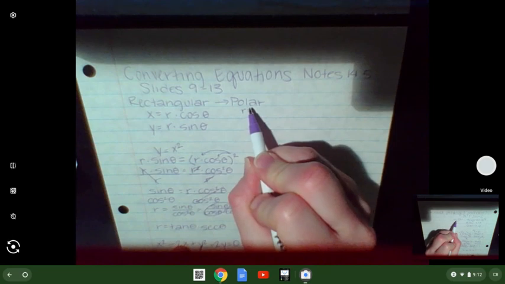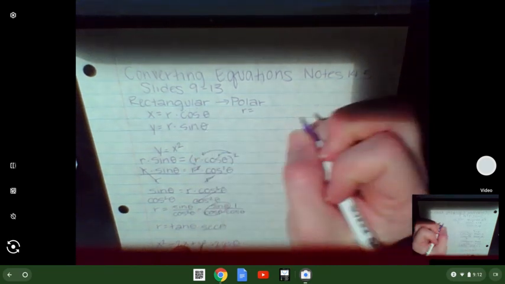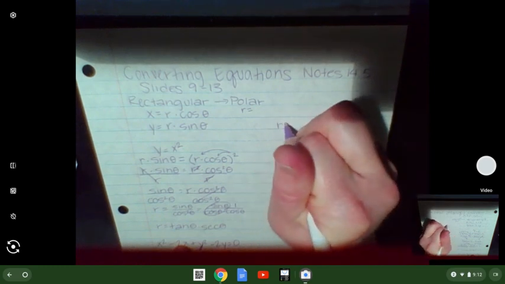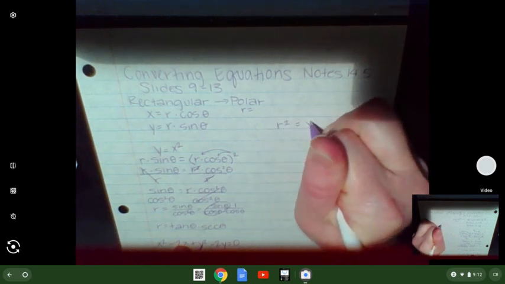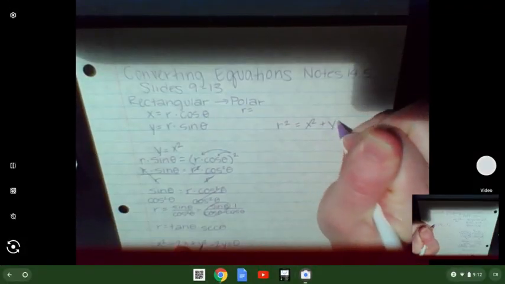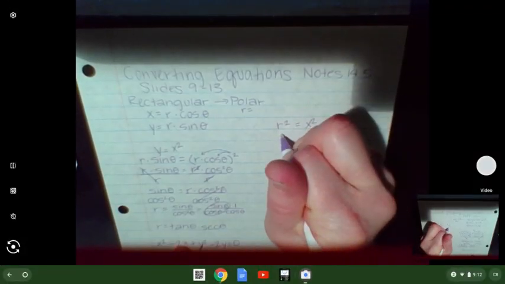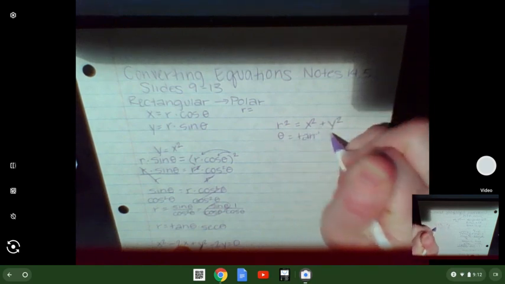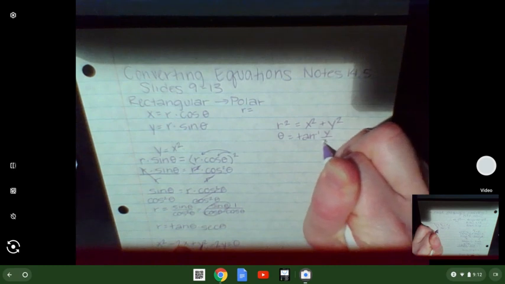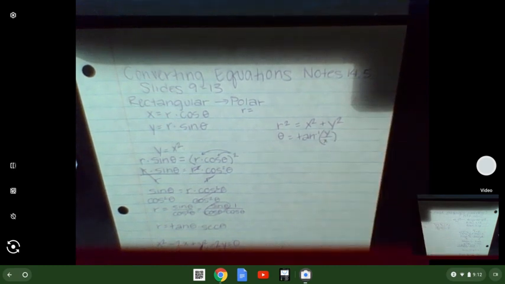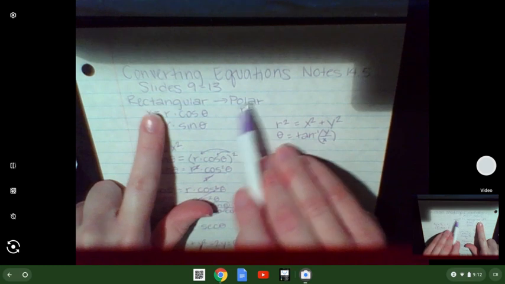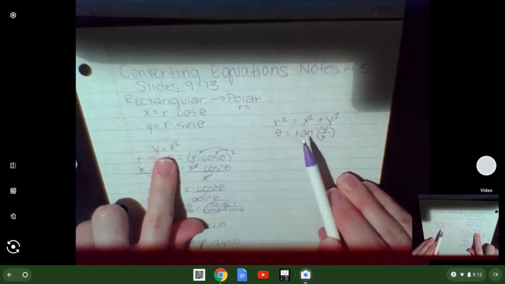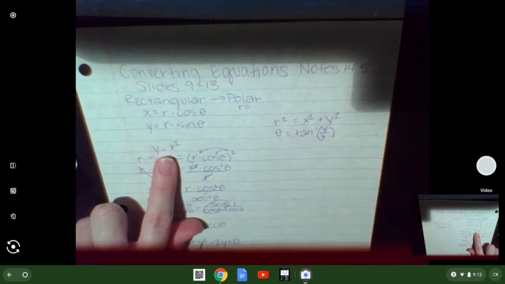When we were converting from polar to rectangular coordinates, we also had the relationships r squared is equal to x squared plus y squared, and theta is equal to the inverse tangent of y divided by x. Like I said, truly speaking, going from rectangular to polar, these are the only two you need. However, if you also use these two, it could make your life a little bit easier.